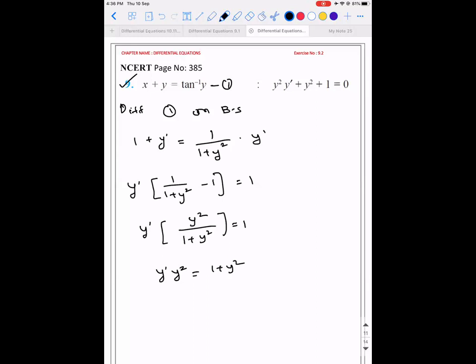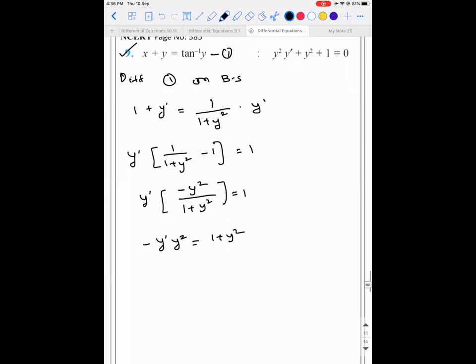Is there a minus somewhere? Am I missing a minus? Minus y square, sir. Yeah. So which implies y dash y square plus y square plus 1 is equal to 0. So this is the required answer. So it is satisfying, right? So I'm moving on to the next one.